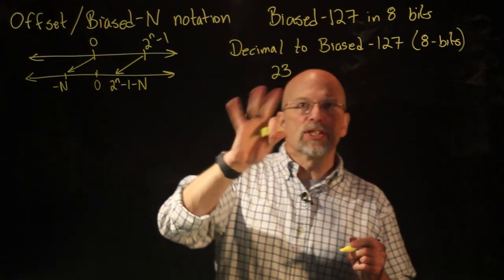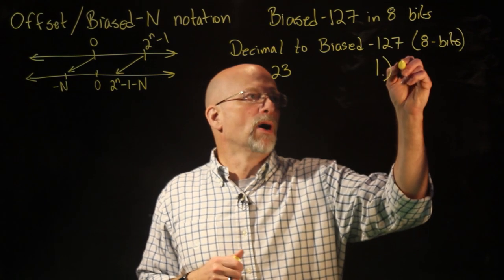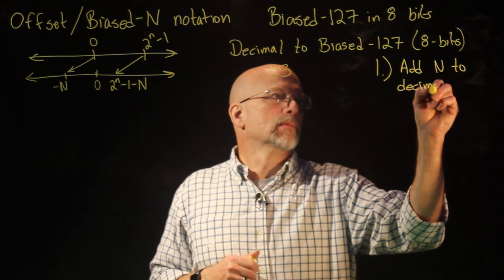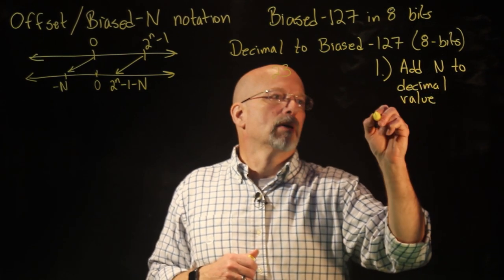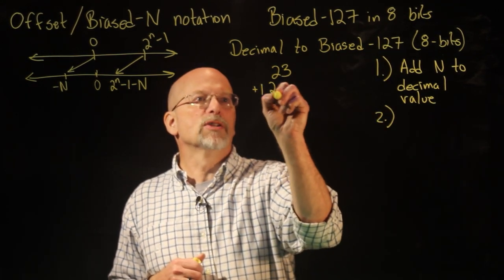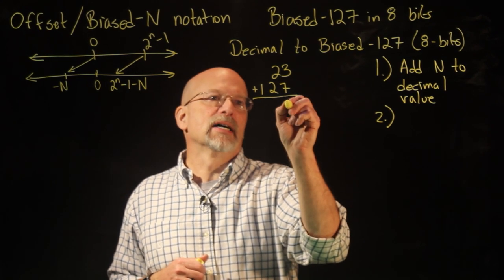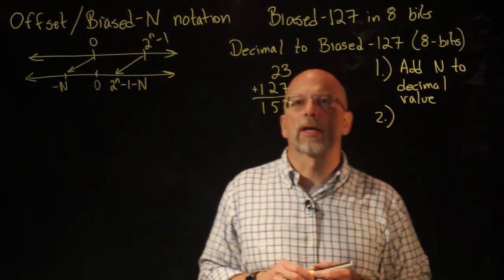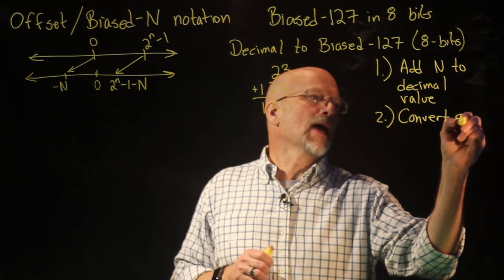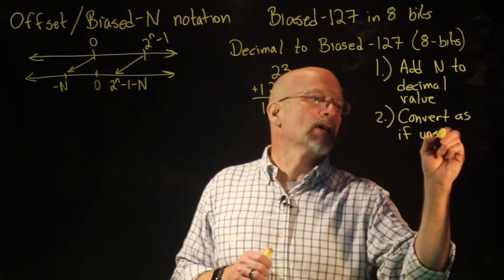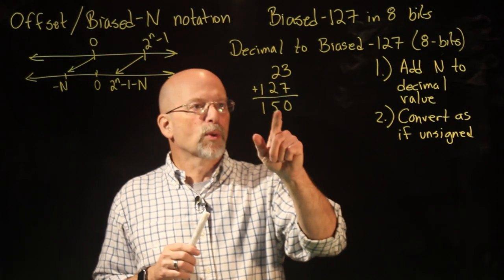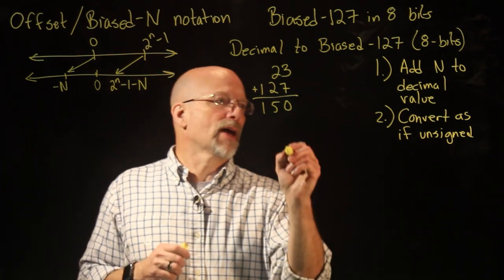All right, so the steps are this. Step one, add n to the decimal value. So 23, my n is 127, so I'm going to add 127 to this and get 150. Okay. And then the second step is convert as if unsigned. So using the same mechanisms that I used to convert unsigned, I'm going to convert that 150 into a binary pattern of ones and zeros.